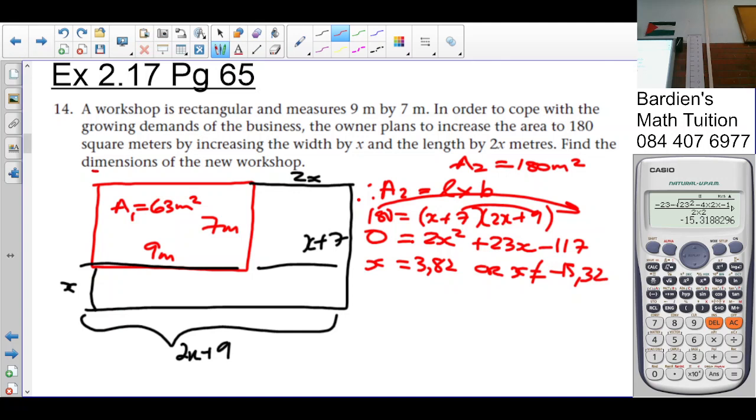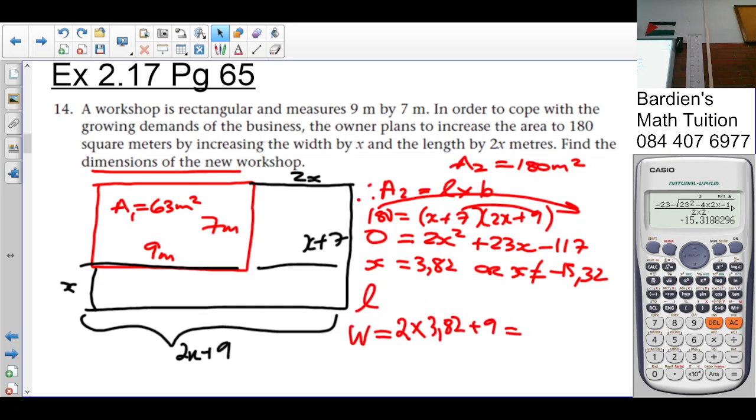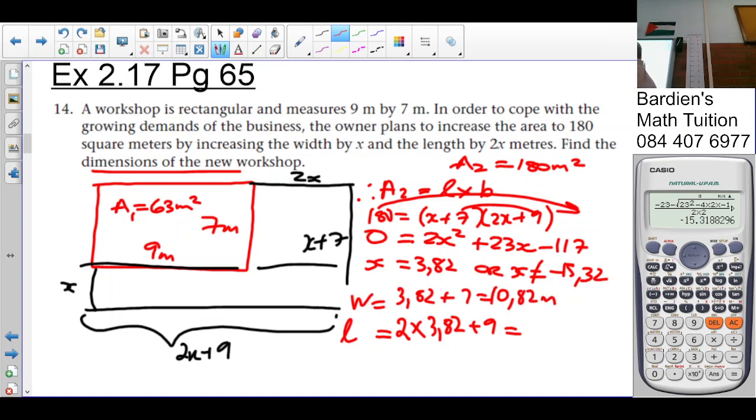So read the question. The question says find the dimensions of the new workshop. So the length and the width, of course the length is going to be the longer one. So it's 2 times 3.82 plus 9, there's actually your length. And your width is going to be 3.82 plus 7. That is 10.82 meters, not so? And this one here is 16.64 meters.